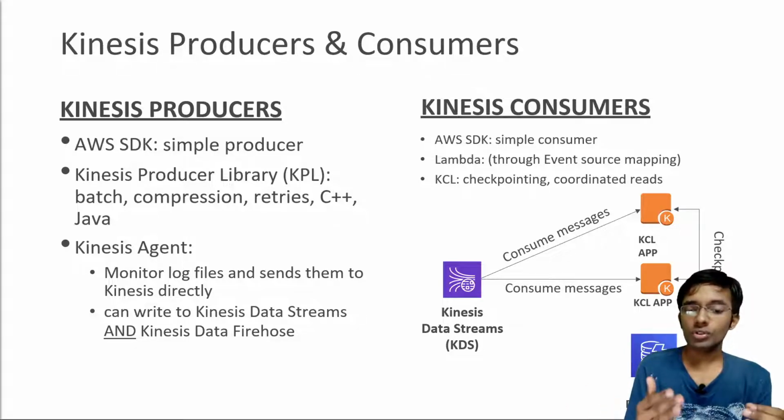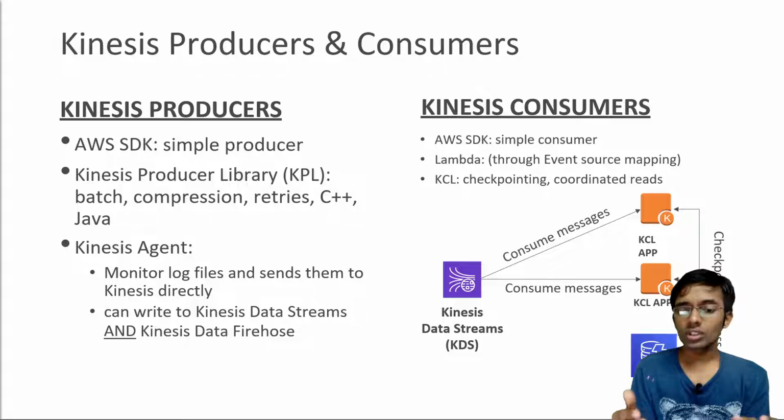Okay, so there are Kinesis consumers. The SDK will give you a simple consumer. Lambda, through event source mapping, as we have seen, is a great consumer. And then you have the KCL, the Kinesis Client Library, and it's a great library to read in parallel from your Kinesis stream, because it gives you checkpointing capability and coordinated reads across multiple EC2 instances.